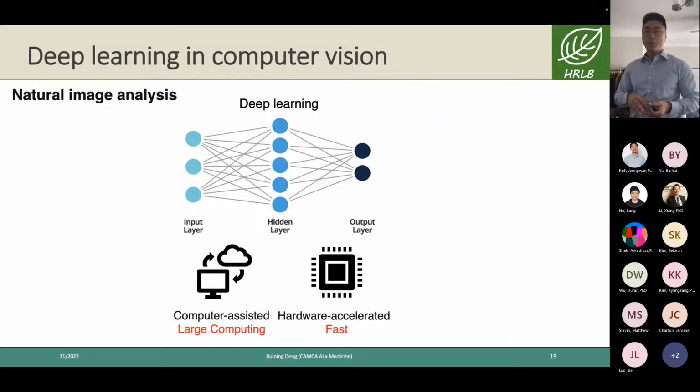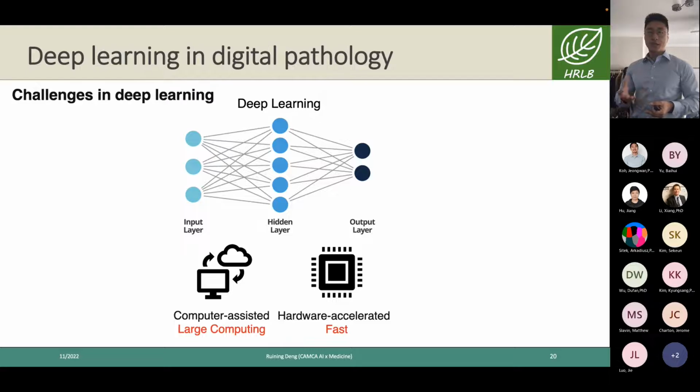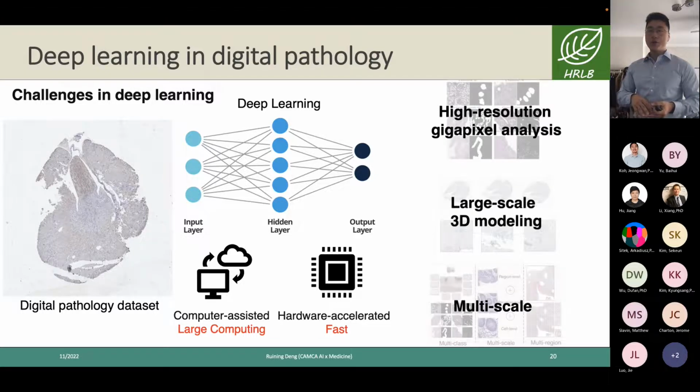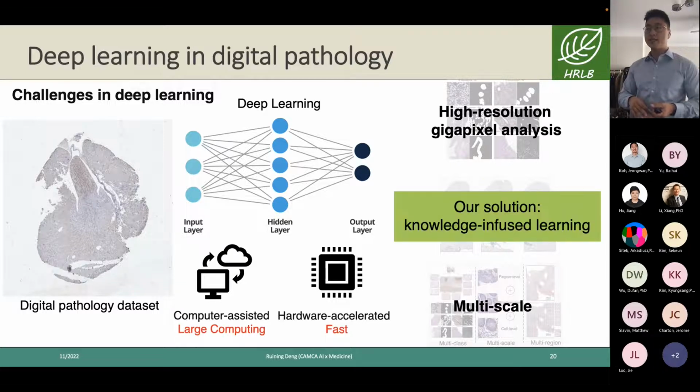What if we change the data sets to our digital pathological images? Can we use deep learning models to help us solve those three challenges for the digital pathology community? How can we achieve improvements with different hidden layer design in deep learning? Today we will provide our solution, which is knowledge-infused learning.